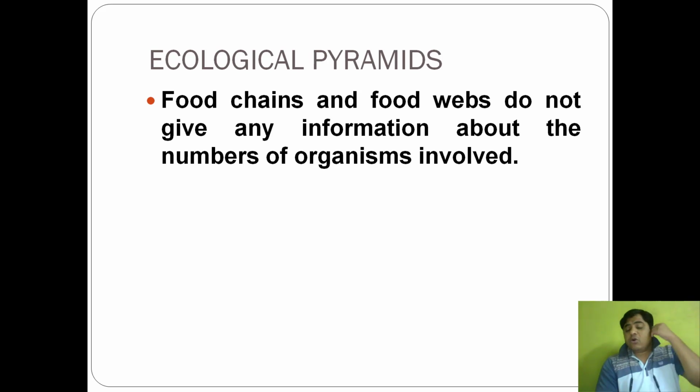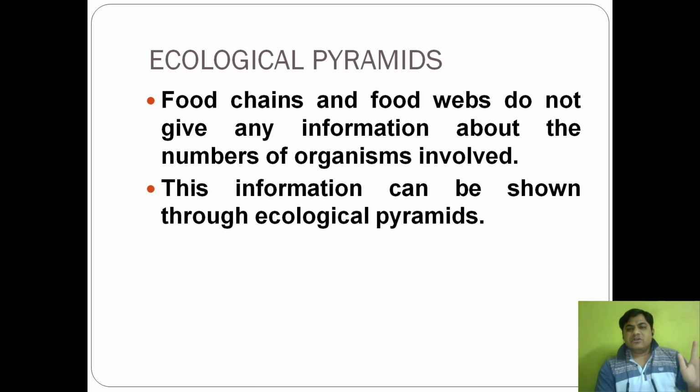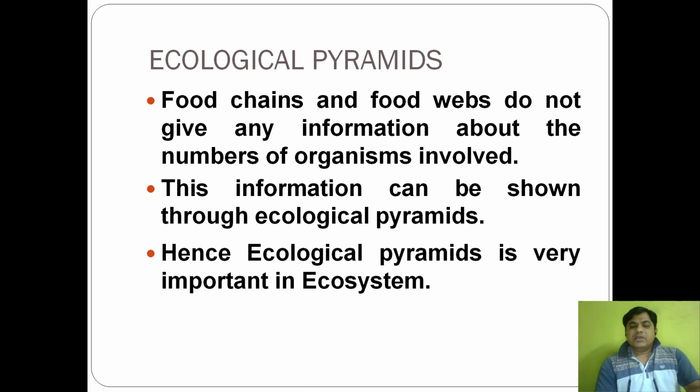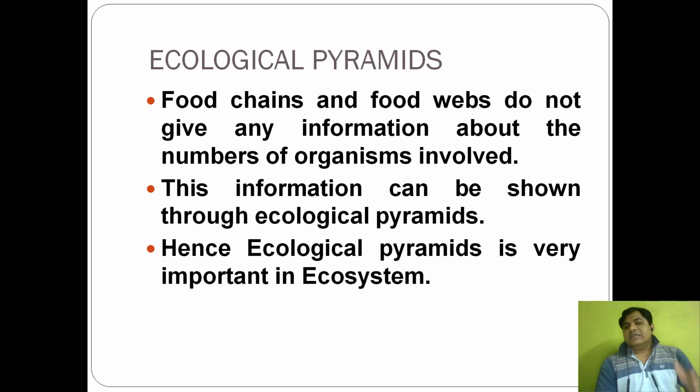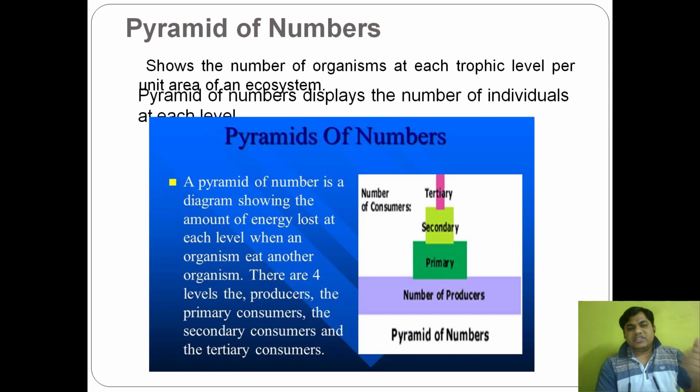See, what is the need for ecological pyramids, or why do we study ecological pyramids? Because the food chains and food webs do not give any information about the numbers of organisms involved. They just give the chains, and this information can be shown through ecological pyramids. That's why ecological pyramids are very important in ecological and environmental biological studies of an ecosystem. Now we move towards the pyramid of numbers.